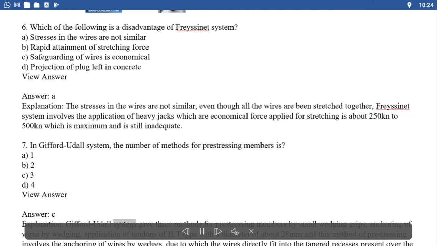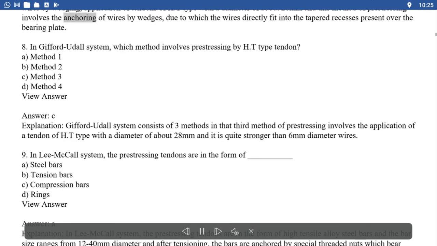Explanation. The Gifford-Udall system gave 3 methods for pre-stressing members: by small wedging grips, anchoring of wires by wedging, and application of tendons of H.T. type with a diameter of about 28 mm. This method of pre-stressing involves the anchoring of wires by wedges, due to which the wires directly fit into the tapered recesses present over the bearing plate.